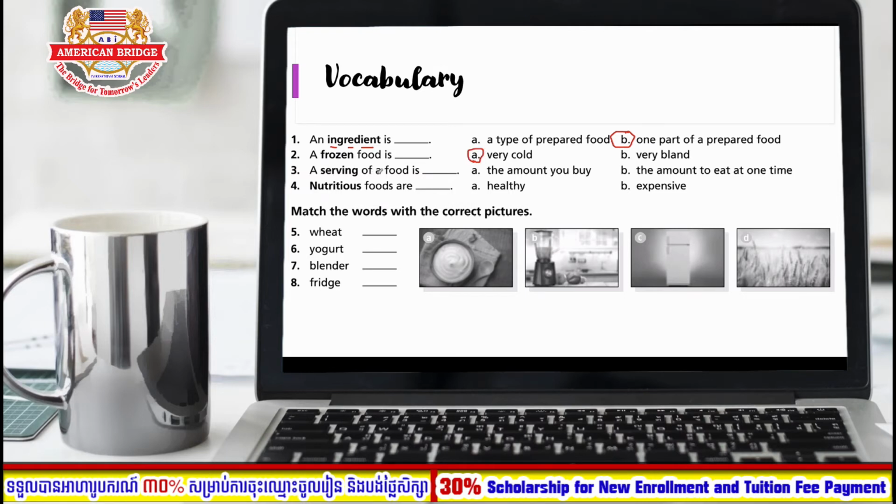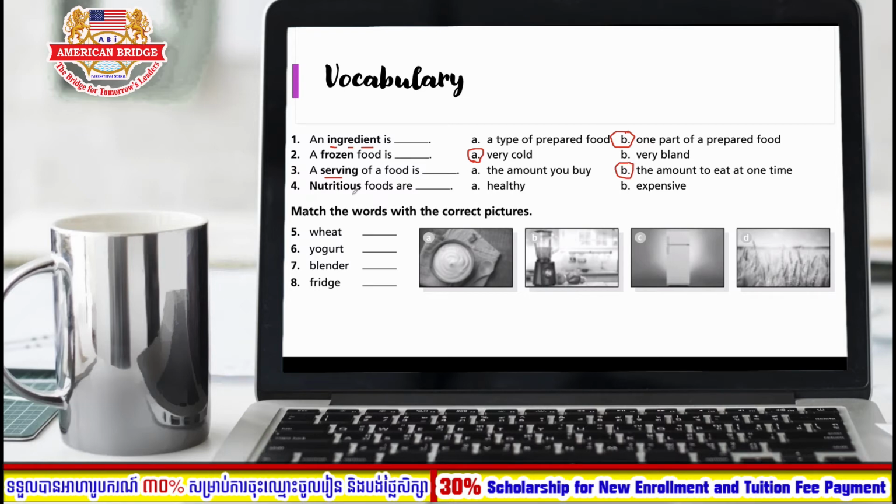A serving of a food is when you go to the restaurant. For the word serving, when you go to the restaurant, people serve you, which means they give you food to eat for that specific time. So serving refers to the amount to eat at one time, not the amount you buy.